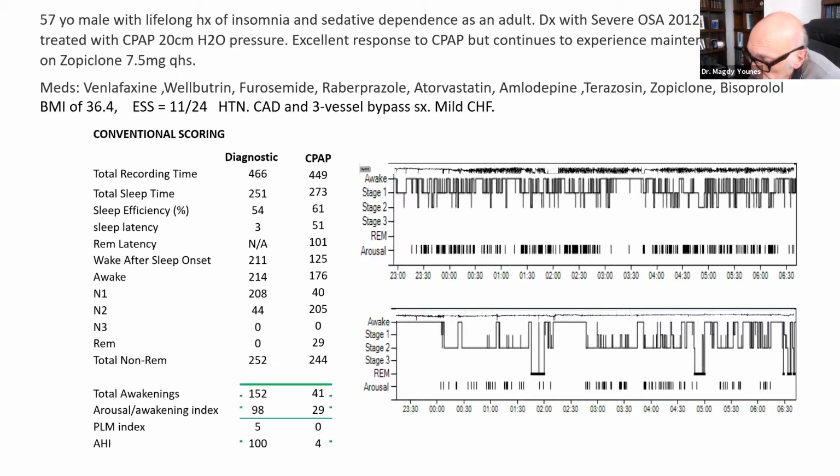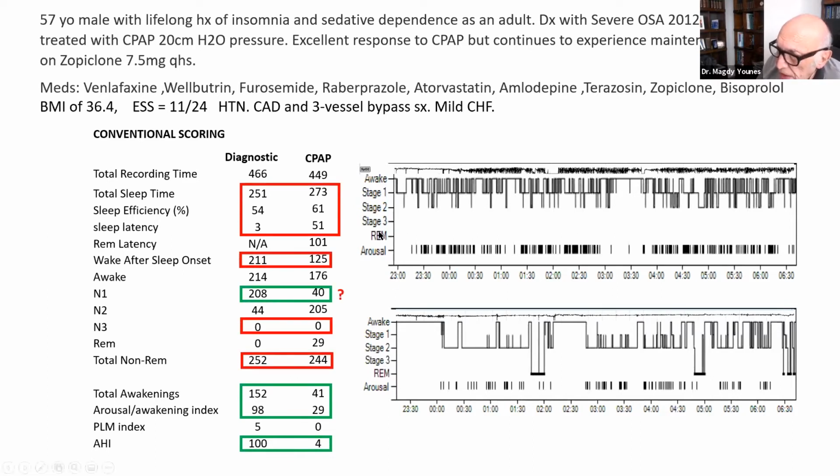So the issue then is, okay, with CPAP we've accomplished what we wanted, remarkably improving the awakenings, the sleep disruption and the AHI. But what happened to sleep is what we need to discuss. The red rectangles indicate that the change was either not important or even worse. So we can see that sleep time didn't really change very much.